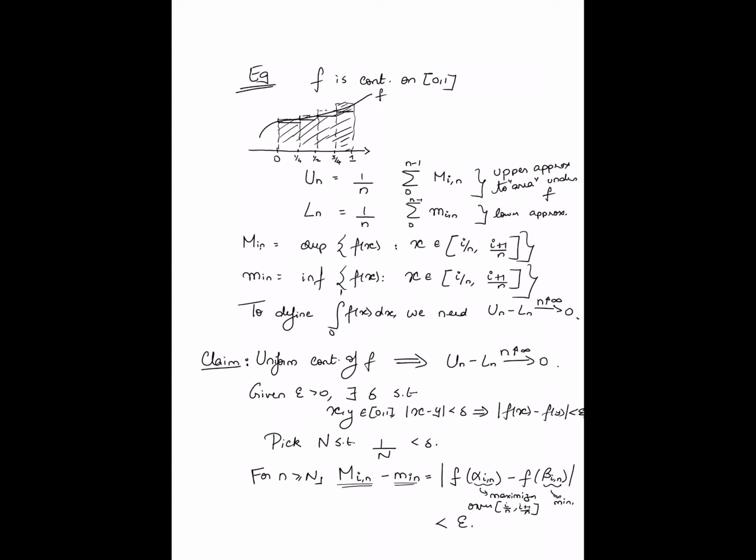Okay, and once I have this, well, it turns out that un minus ln is simply, after all, 1 by n times the sum of capital M minus small m. Yeah, so un minus ln is, after all, simply the average of the differences between capital M, the supremum over the subinterval number i, minus the infimum over the subinterval i, right? Each of these guys is less than epsilon, so the average of these is also less than epsilon, right? And that essentially completes the argument.